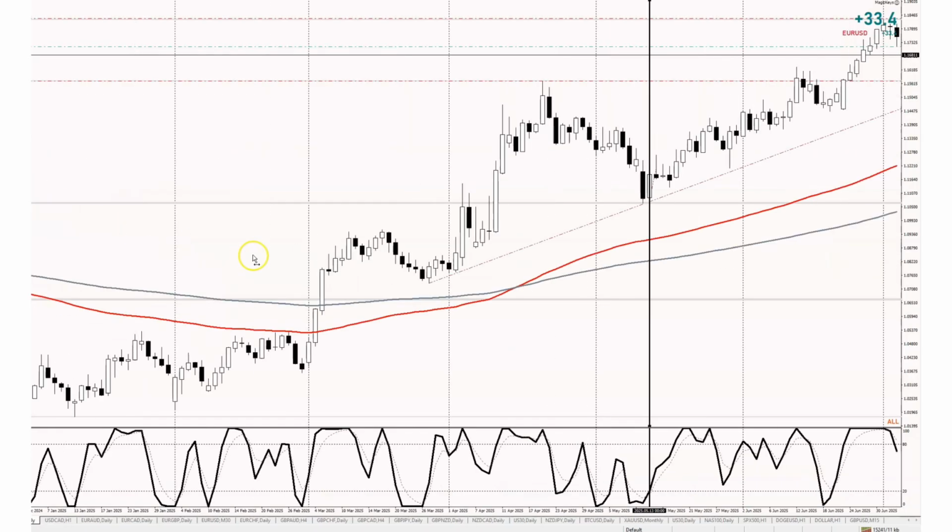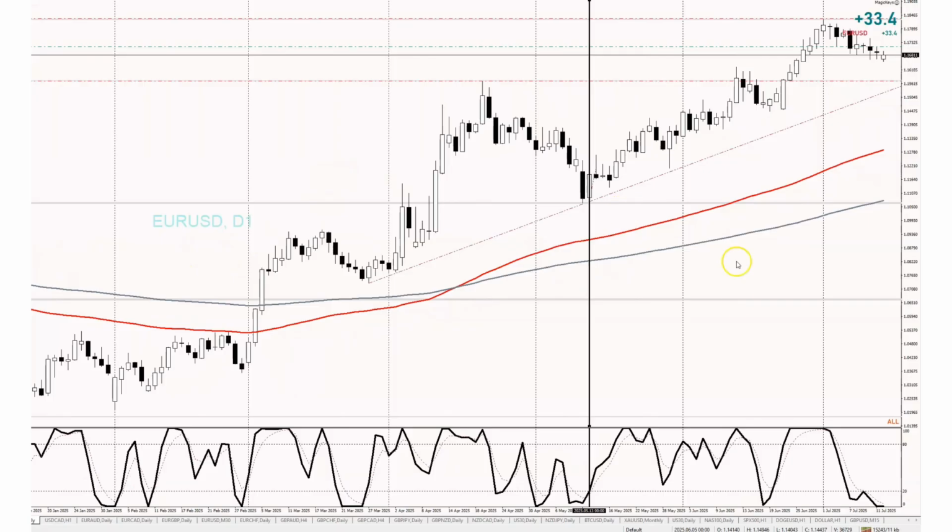All right, let's go back to the daily. All right. So this is it right here, guys. This is that white candle. But why do I already have my antennas up for a reversal?